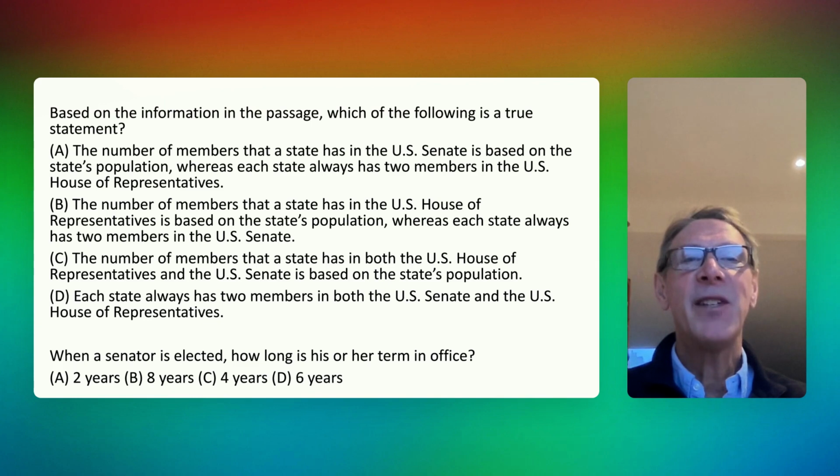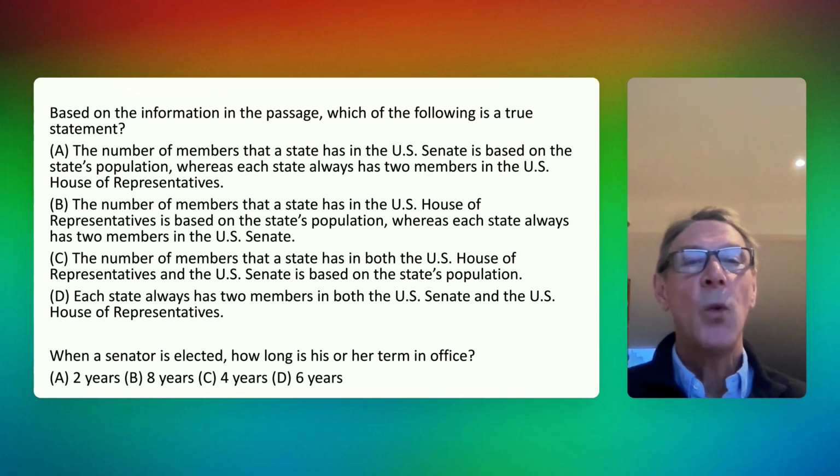B, the number of members that a state has in the House of Representatives is based on the state's population. True. Whereas each state always has 2 members in the Senate. B looks true. Let's check C and D. C, the number of members that a state has in both the House of Representatives and the US Senate is based on the state's population. That's not true. In the US Senate, every state, whether it is a tiny state or a large state, has 2 senators. D, each state has 2 members in both the US Senate and the US House of Representatives. That is not true. So the answer is B.